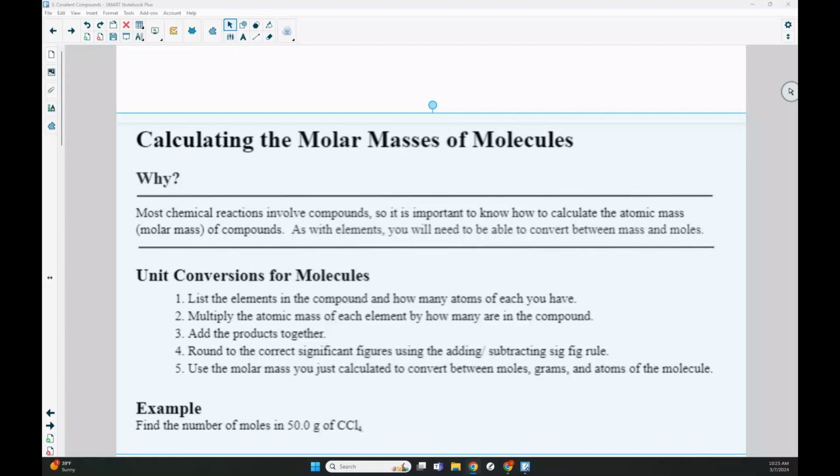Okay, Mr. McKee here once again, and today I'm going to walk you through how to convert from grams of a compound to moles of a compound or vice versa. So we are working through the examples on page 33. If you want to follow along with me, I'm going to go through examples 1 and 2.